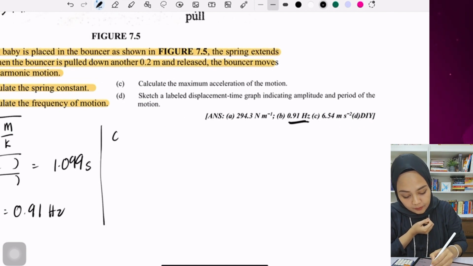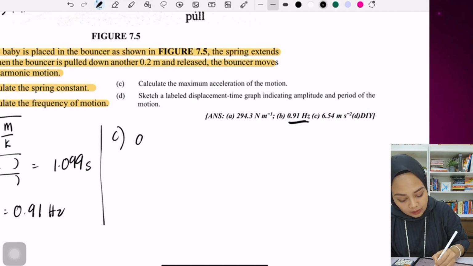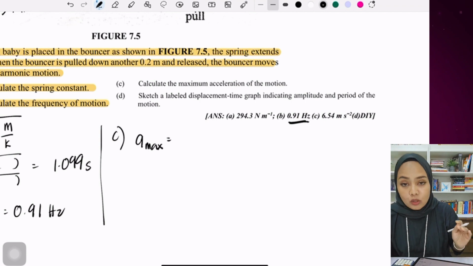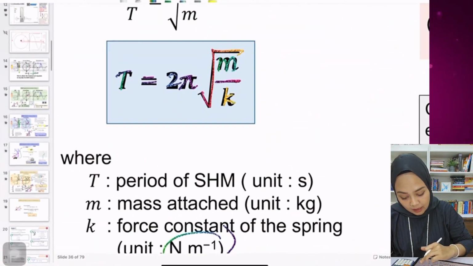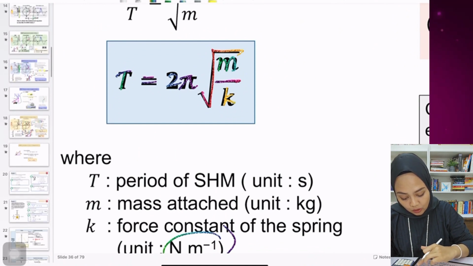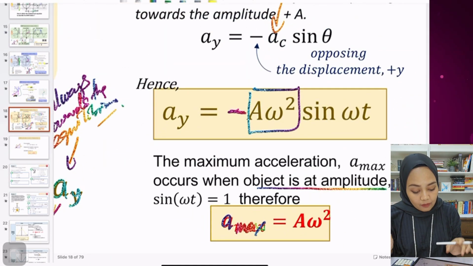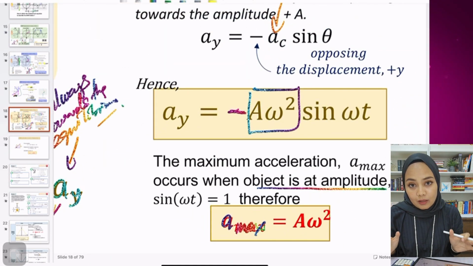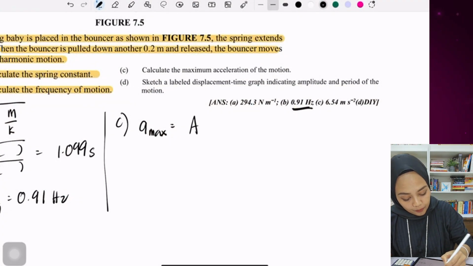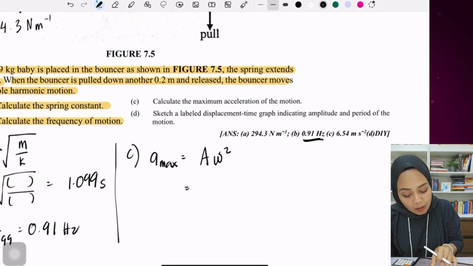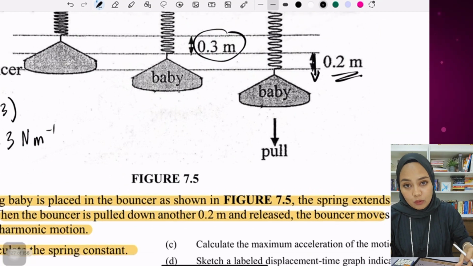Question C. Calculate the maximum acceleration of the motion. Okay, let's find it. So the A max. If you cannot remember the equation for the A max, we have the list of equations, but we don't have to do that. We can get it over here. There you go. We have A max equals A omega squared. The amplitude is when we pull it down, and this is our amplitude, 0.2.